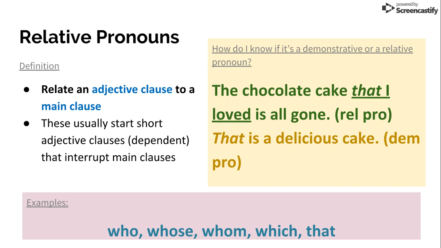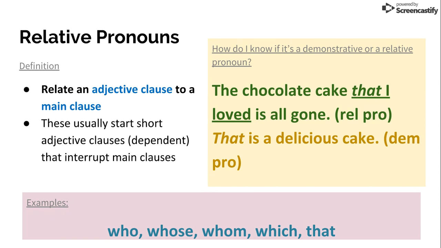Now, relative pronouns introduce relative or dependent adjective clauses. A relative clause relates to the main clause. So both example sentences over here use the pronoun that, but the green sentence is the only one that uses it as a relative pronoun. The chocolate cake that I loved is all gone. The relative clause that I loved is underlined.